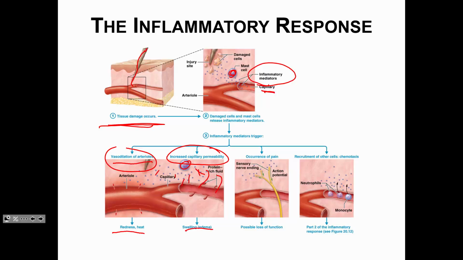Okay, then pain. All right. Possible loss of function, which is good. The nerve endings in this area are sensitizing that something's happening. Okay, so that's where you have your pain. And then we're going to recruit other cells using chemotaxis. And this gets us to part 2.